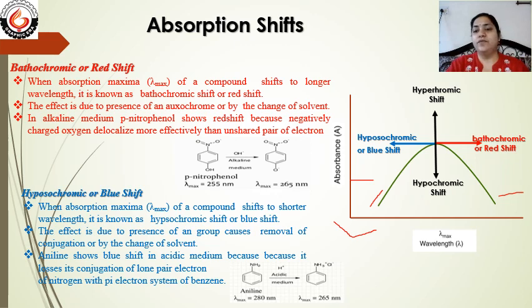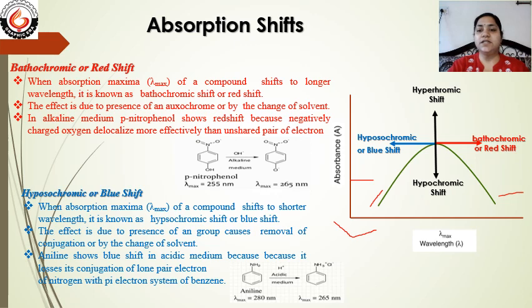So if this peak is shifted towards the longer wavelength due to presence of any factor, it is known as bathochromic shift. Bathochromic shift is also known as the red shift because the red color is on the longer wavelength side. Similarly, if this peak is shifted towards the left, that means towards the lower wavelength, this shift is known as hypsochromic shift. Hypsochromic shift is also known as blue shift because blue color is on the shorter wavelength side.